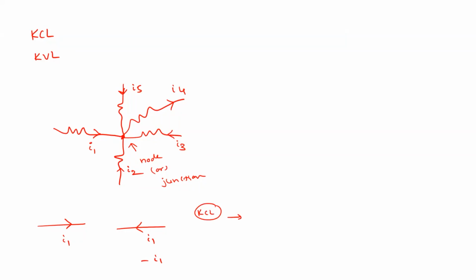The current I2 is entering, so we assume it as positive. That means I1 plus I2 plus I3 minus I4 plus I5, because current I4 is leaving, so it is minus I4. So this is equal to 0.